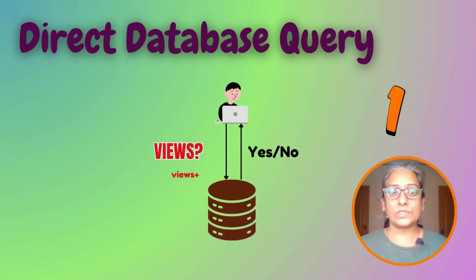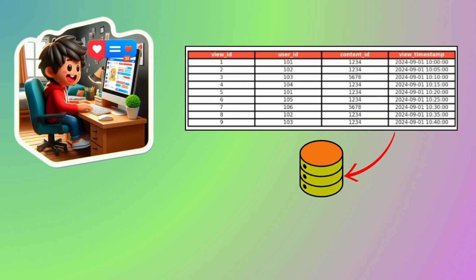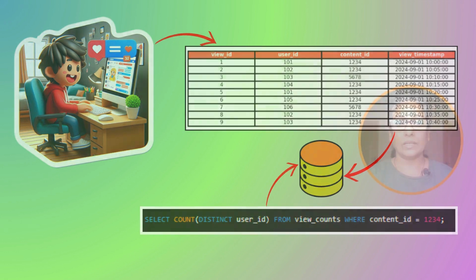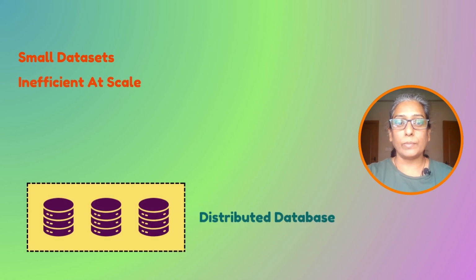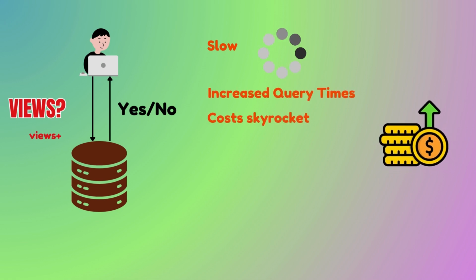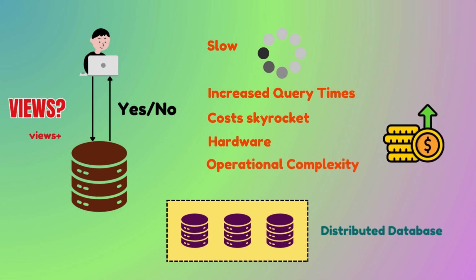The simple and most straightforward way to track unique views is by using relational databases like MySQL or PostgreSQL. For each unique view, you could insert a record into a table and use a COUNT DISTINCT user ID query to count the number of unique views. This approach is easy to use for small data sets. But as the data grows to millions or billions of rows, it becomes a performance bottleneck. The database starts to slow down and query times increase. Costs skyrocket as scaling the database becomes expensive, both in terms of hardware and operational complexity.